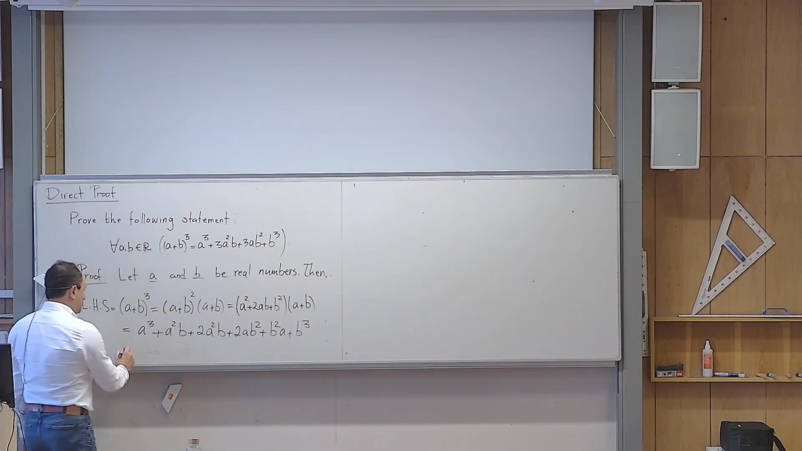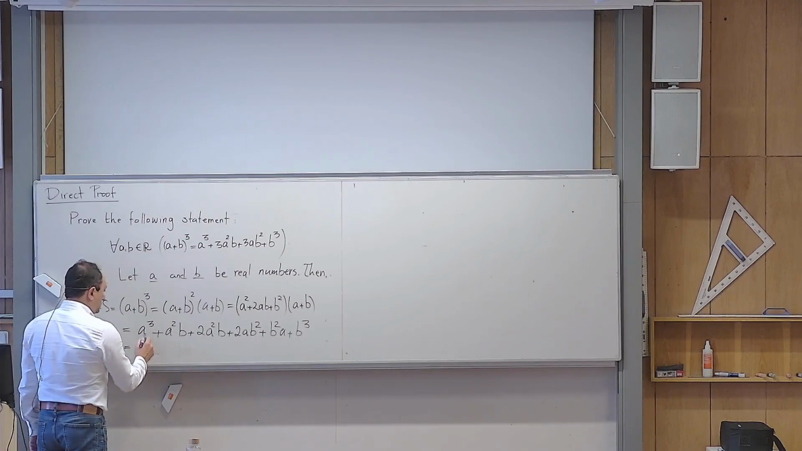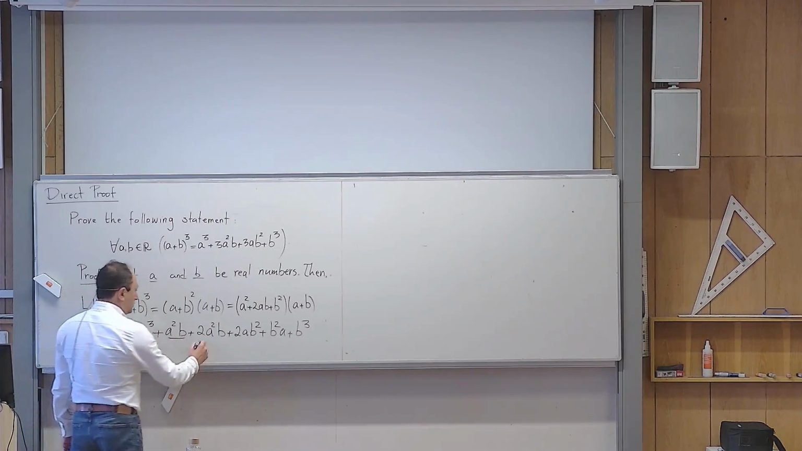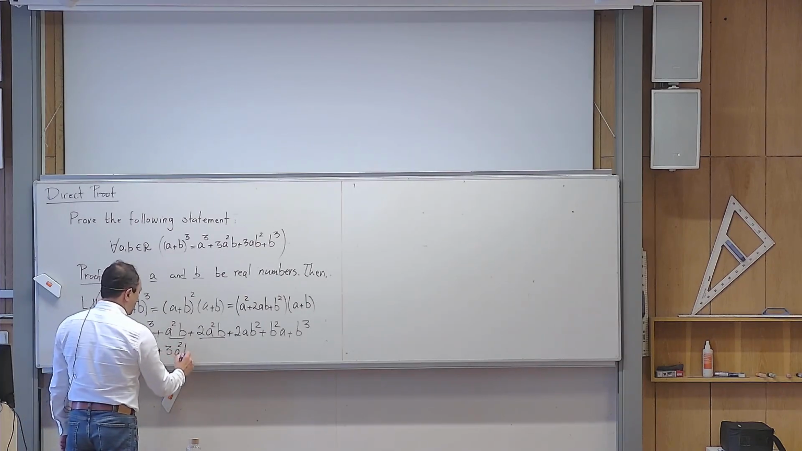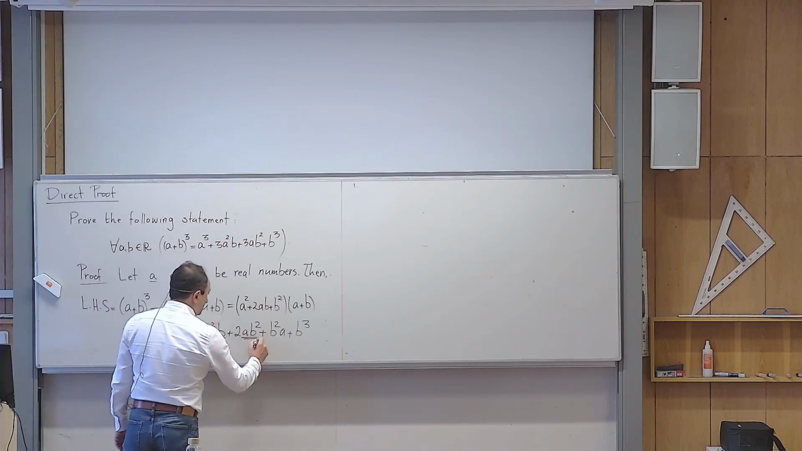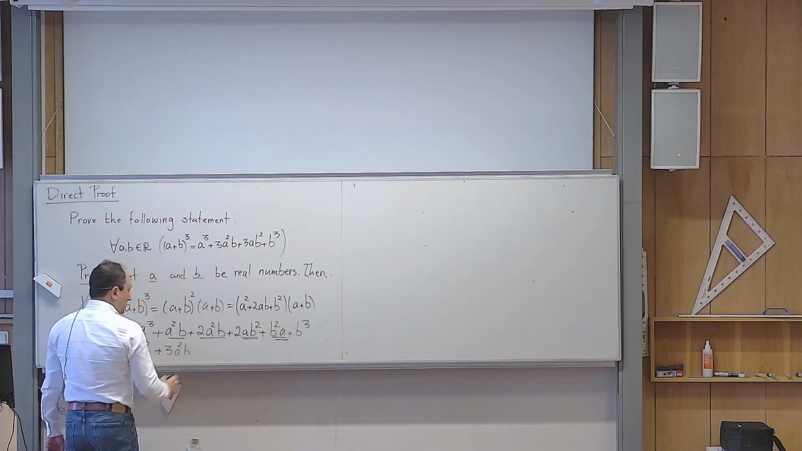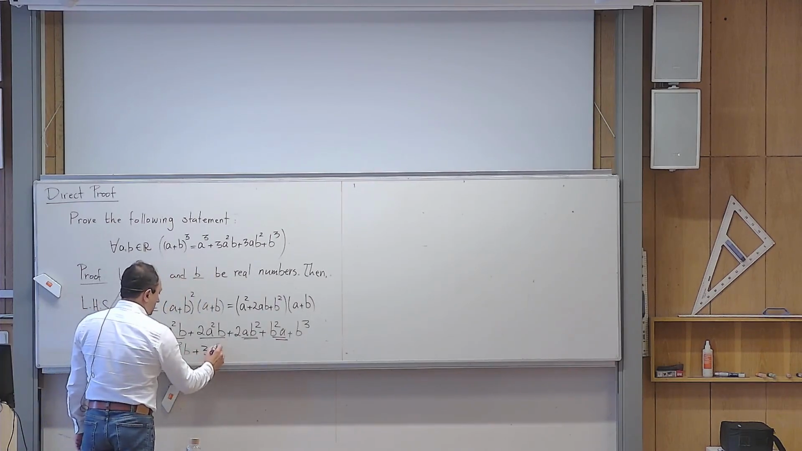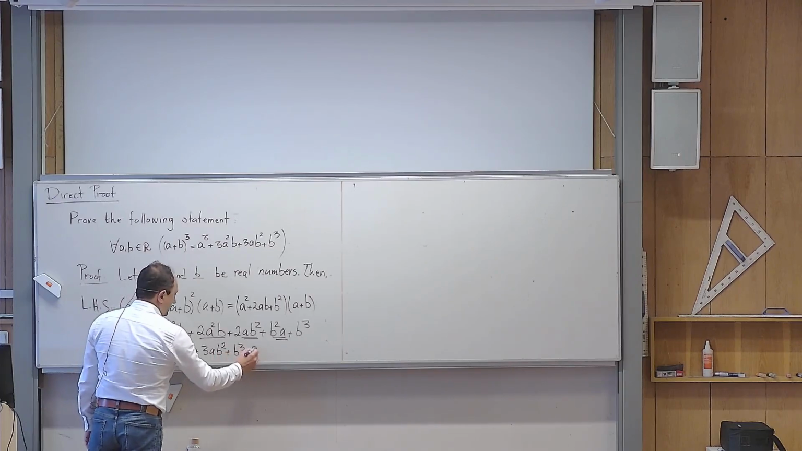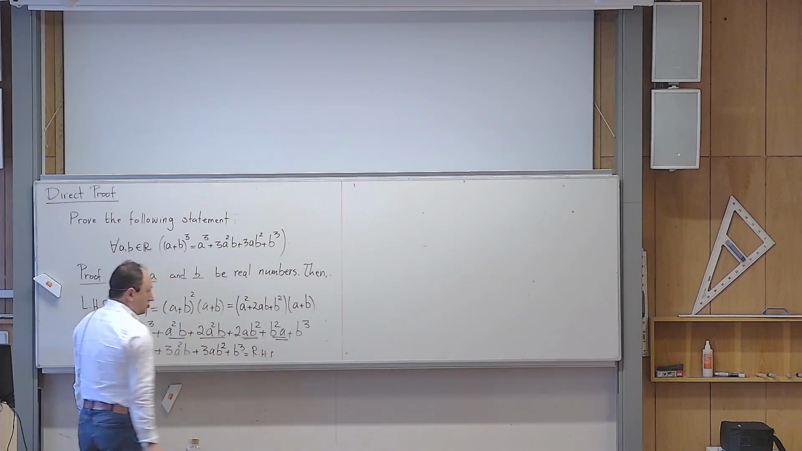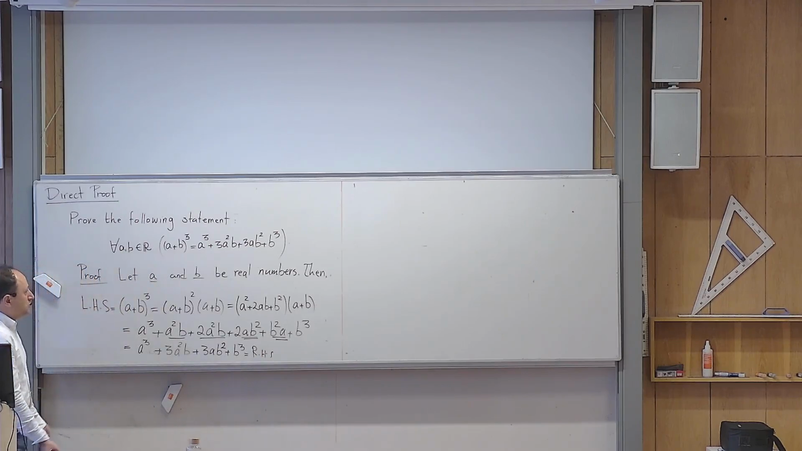And then we know that here a cubed is alone, but a squared b and 2a squared b can be combined, and I can write this as 3a squared b. These two can also be combined. I can write it as 3ab squared, and then finally I have b cubed, and then I have the right hand side. Yes, so this is a direct proof. I mean, you don't need even to explain.